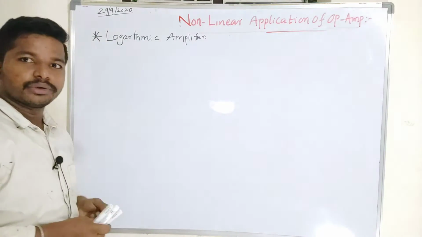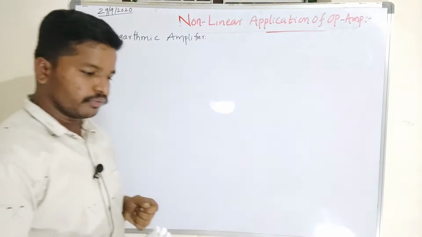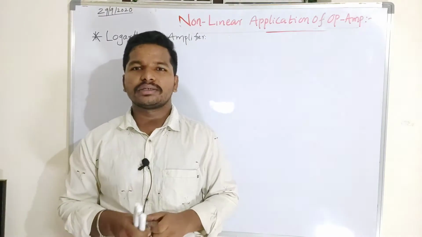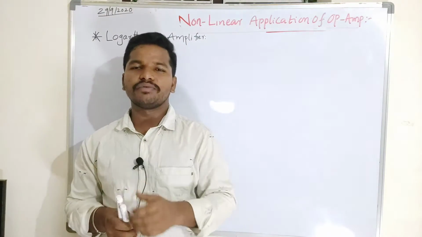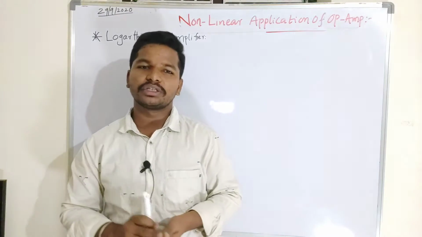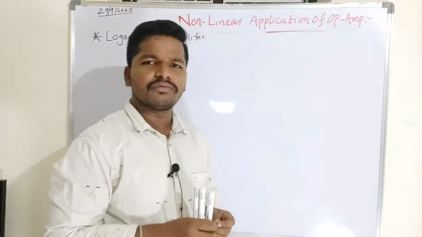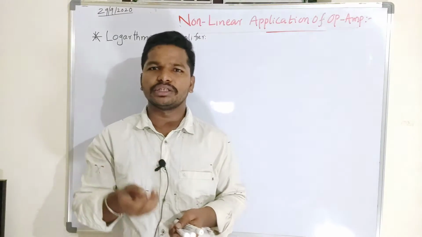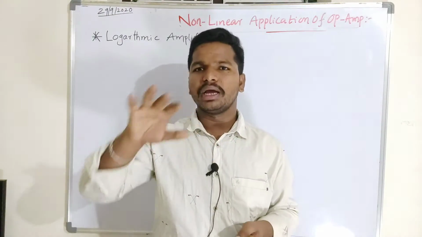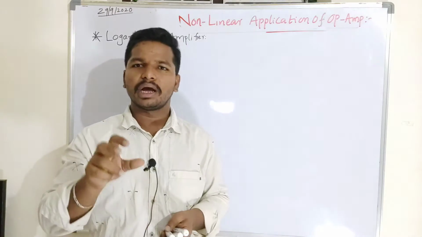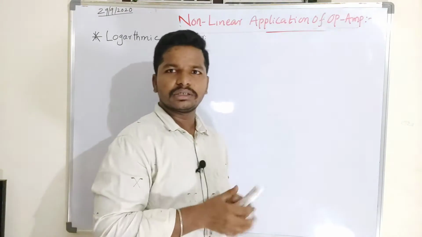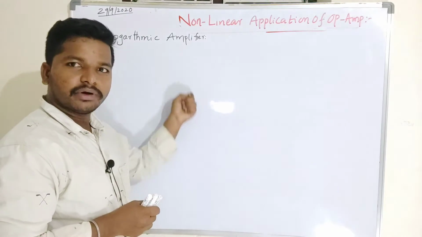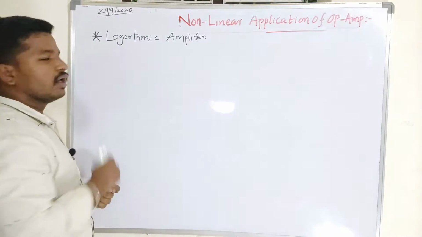Today we are going to discuss the logarithmic amplifier, which is very useful in communication systems, at the receiver side and also the transmitter side. The application of the logarithmic amplifier is to provide high amplification at low frequencies and less amplification at higher frequencies. We will discuss how this circuit works, and the advantages and disadvantages of the logarithmic amplifier.